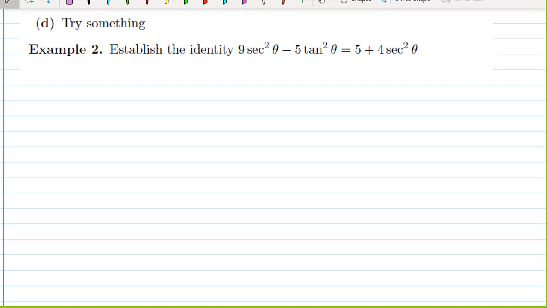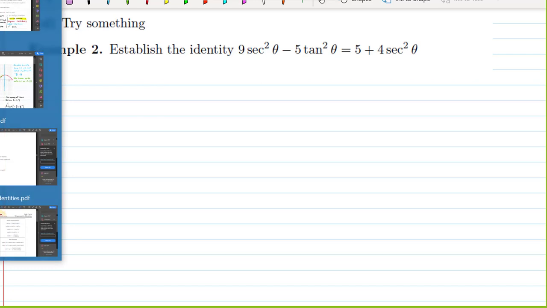So example 2. Let's establish the identity 9 secant squared theta minus 5 tangent squared theta is equal to 5 plus 4 secant squared theta. All right, so we want to prove this identity, and we notice that on the left-hand side, we have both secants and tangents, and on the right-hand side, we only have secants and constants.